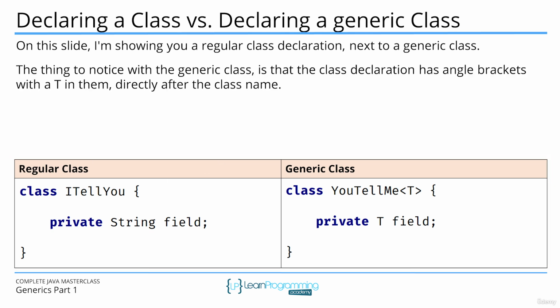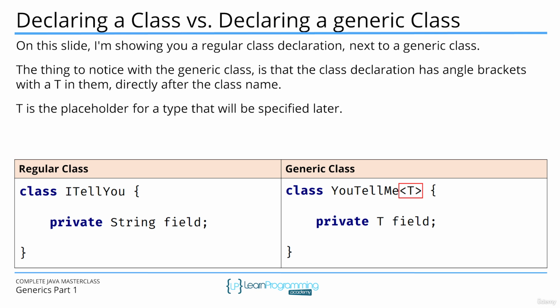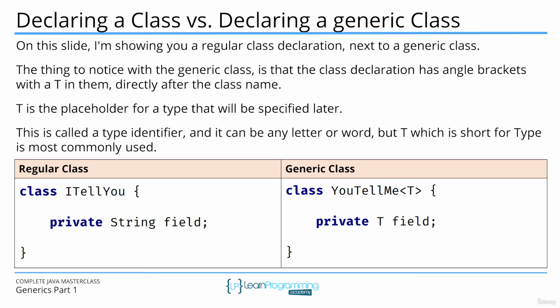The thing to notice with the generic class is that the class declaration has angle brackets with a T in them directly after the class name. T is the placeholder for a type that will be specified later. This is called a type identifier, and it can be any letter or word, but T, which is short for type, is most commonly used. I'll have more to say on this later.